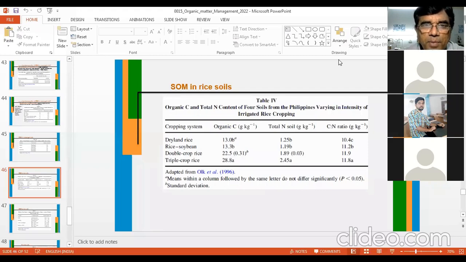13 gram. But if you take a double crop of rice, carbon content is doubled. By taking 2 crops of rice, it has become 22.5. If you take 3 crops of rice, then 28.8 gram of carbon. So see the second column of carbon, organic carbon content increases if you increase the number of rice crops. 1 crop, 2 crop, and 3 crop, they are increasing the carbon content. So this is long-term data, and similarly, you see about the nitrogen also. Nitrogen content also increases in general.